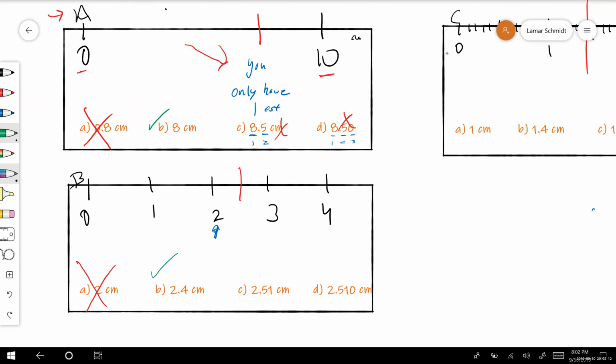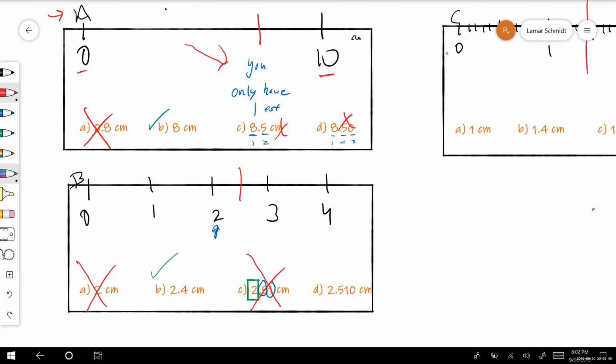If we look at choice C, it gives the digit you're certain of. I'm going to use a green here. This is a digit you're certain of. This is your, let's use blue, this is your estimation, and this is your second estimation. But you can only have, that's right, one estimation. So because this uses two estimations, this is incorrect.